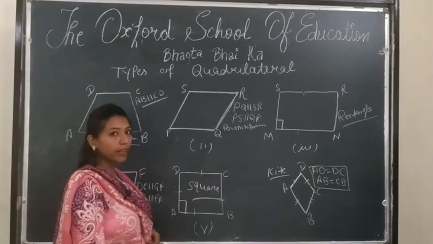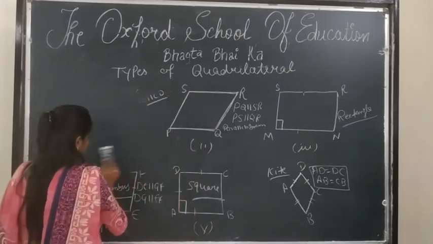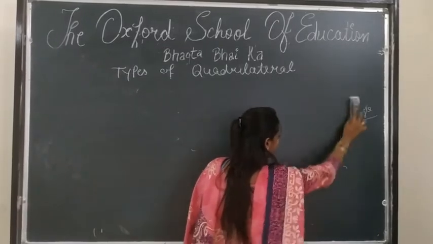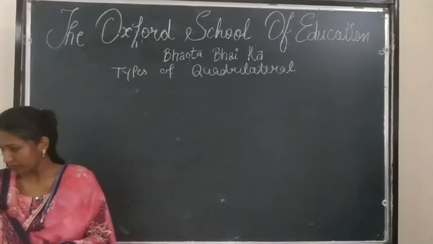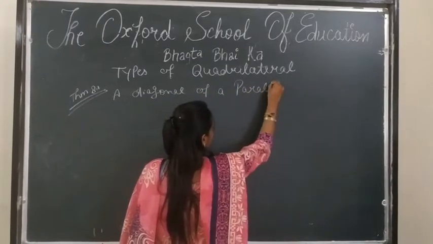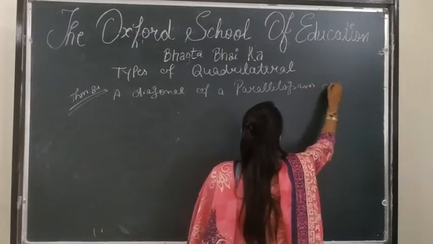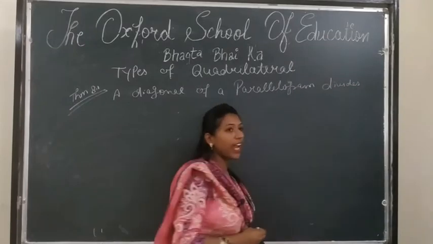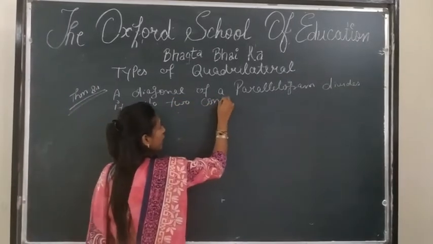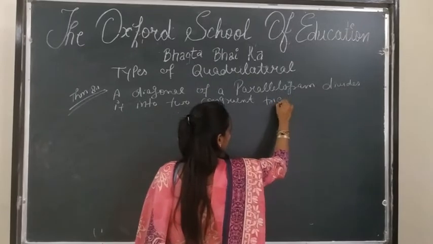Now we will do theorem number 8.1. Theorem 8.1: A diagonal of a parallelogram divides it into two congruent triangles.